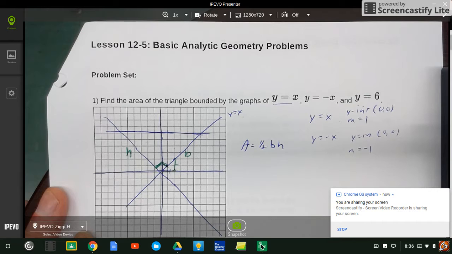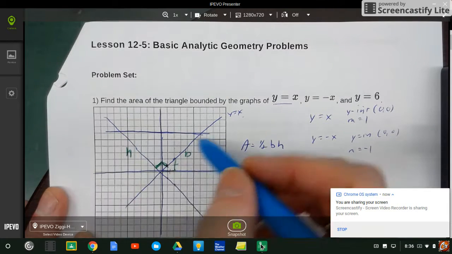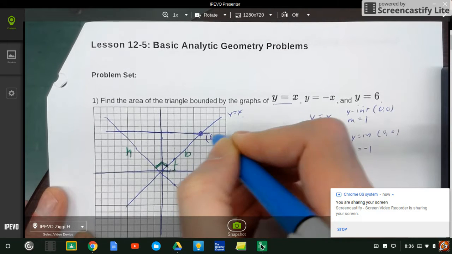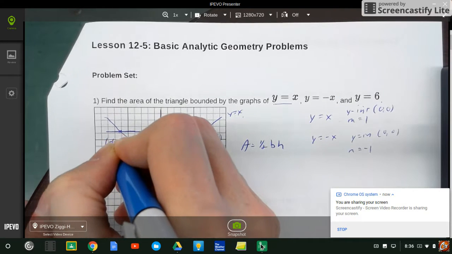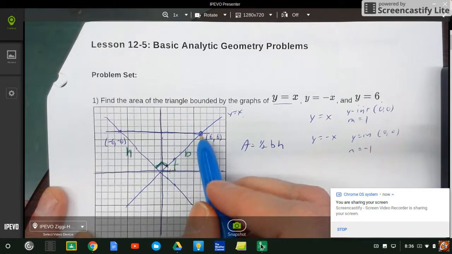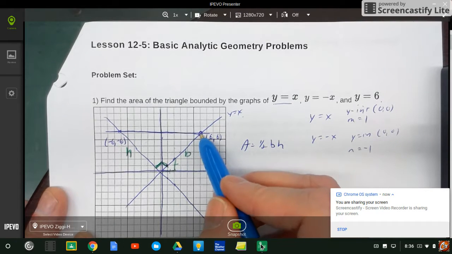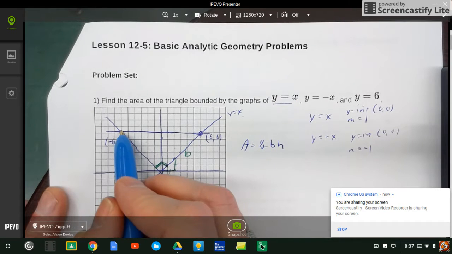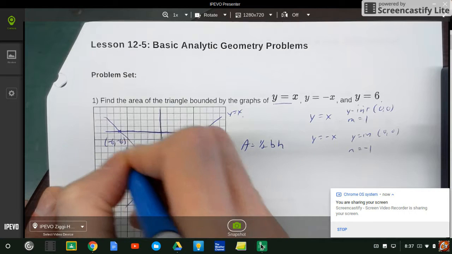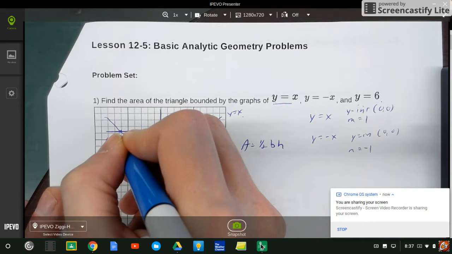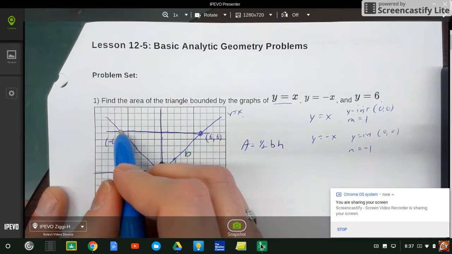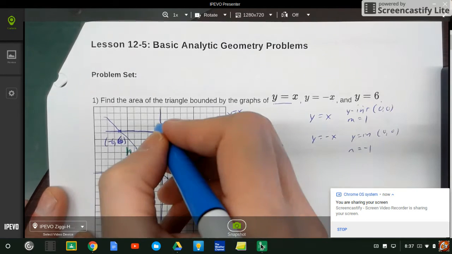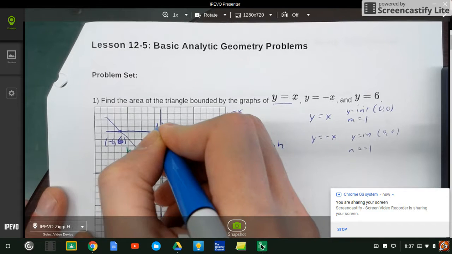Now, what other information do I know? Well, since this is the line y equals 6, look where it intercepts. It's going to intercept at (6, 6), and it's going to intercept at (negative 6, 6). Because these points have to be on those lines, right? This is on the line y equals x. So if the y equals 6, the x has to equal 6. If my y value is positive 6 on the line y equals negative x, then the x is negative 6. Okay, so that's just how this works out, which means this has a length of 12.